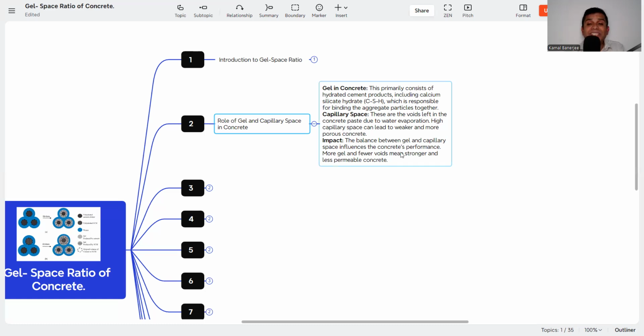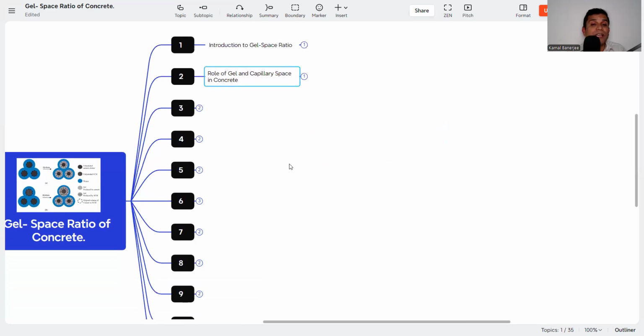The balance between gel and capillary space influences the concrete's performance. More gel and fewer voids mean stronger and less permeable concrete. So this is the role of gel and capillary space in the concrete.